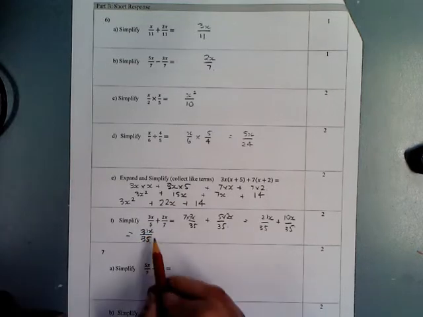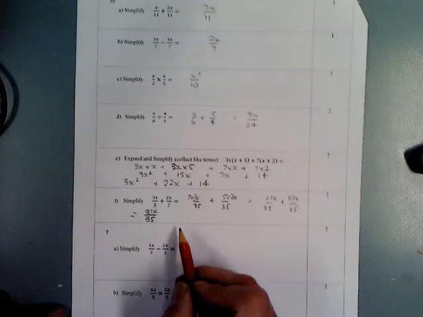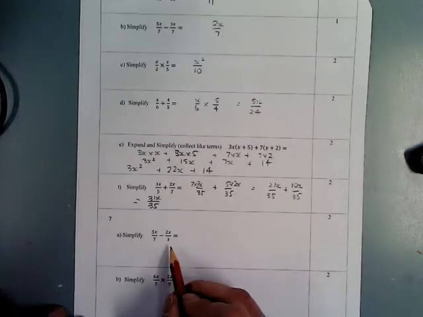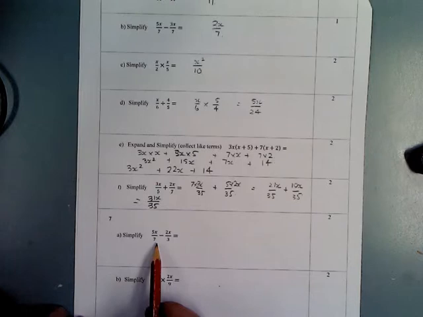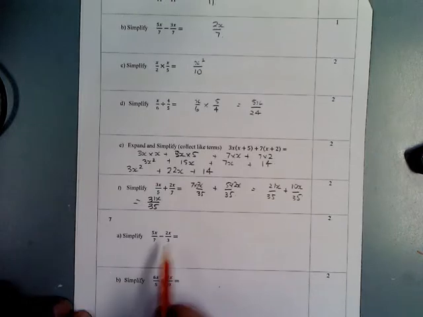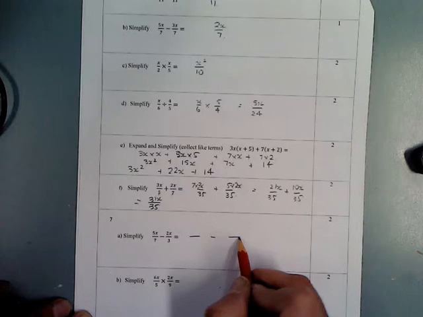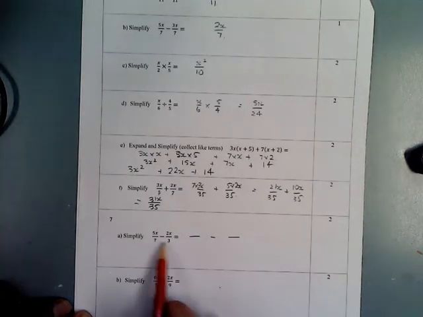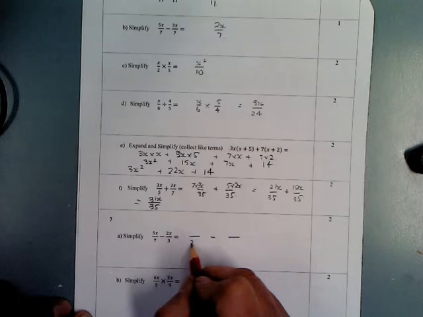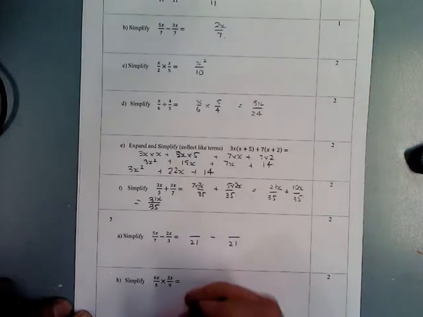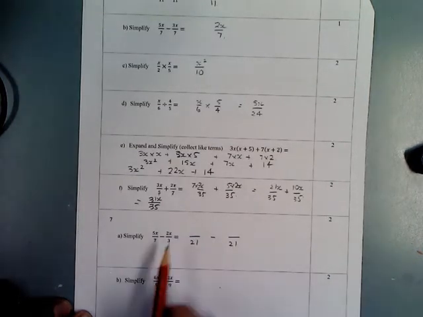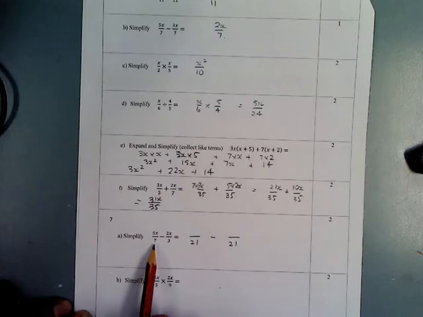Question 7. Another subtraction. Because the denominators are not the same, we need to make them the same. In this case here, we need to find the lowest common denominator of those two fractions. If we multiply 7 times 3, we have 21. We now need to change that numerator by the same amount that we multiply the denominator to get to 21.